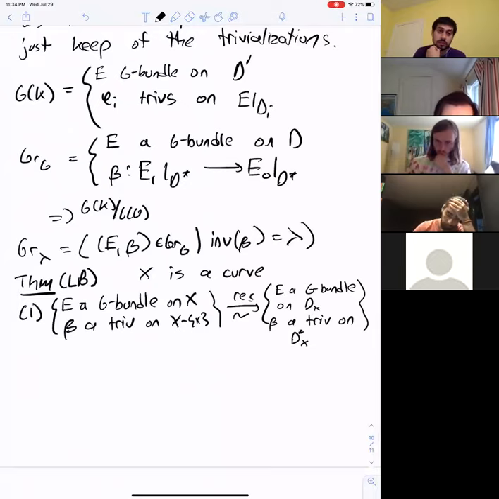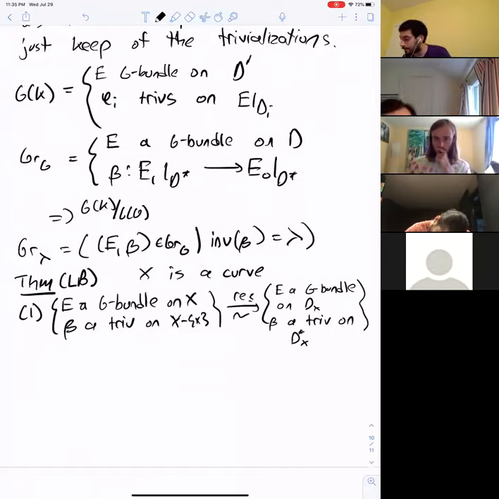So this should be somewhat surprising. It essentially tells us that if we have a G bundle on a whole curve and a trivialization away from a point, all of the data is local around that point. The extra data of the bundle on the rest of the curve and the trivialization on the rest of the curve actually isn't contributing anything. However, sometimes it's going to be very useful to write the affine Grassmannian as the first thing.